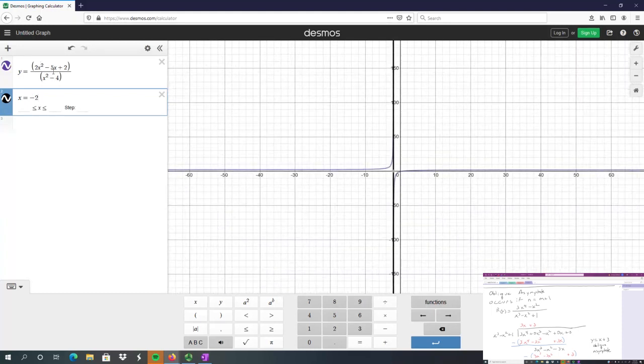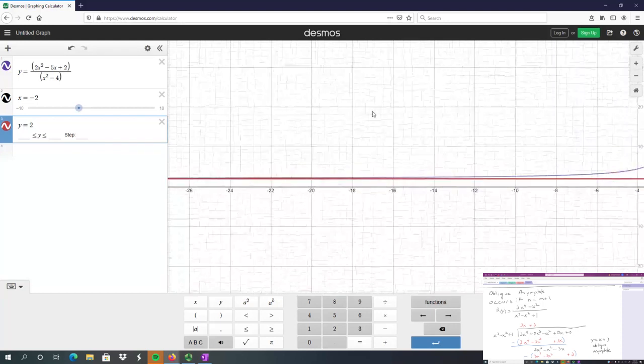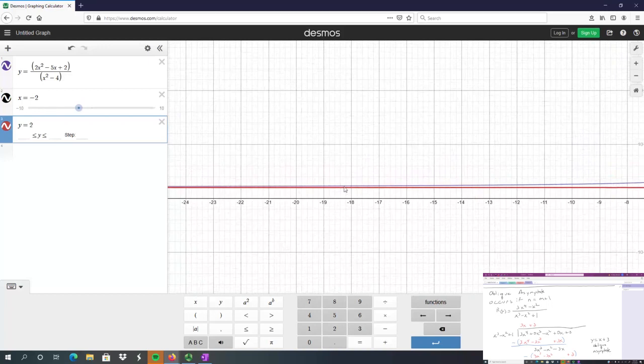And the degree on the top is the same as the degree on the bottom. So that means there would be a y asymptote line. And let's put that in. That's going to be y equals 2. And so we have our two asymptote lines in. So again, if I scroll in, we can see we get very close, but we're not actually touching the asymptote line.